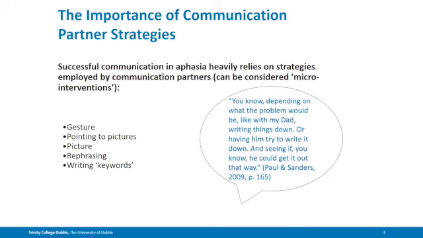This is a small example from communication partner training, where someone said, depending on what the problem would be like, with my dad, writing things down or having him try to write it down and seeing if he could get it out that way. So this shows us how writing things down can help to communicate better. And it can help sometimes to enhance communication between the individual with aphasia and their communication partner.